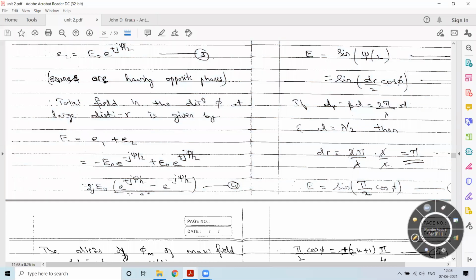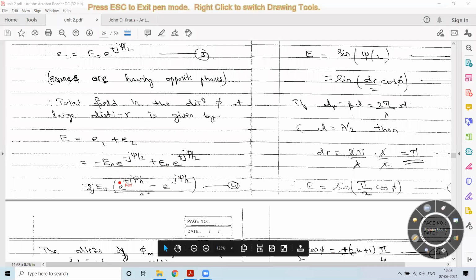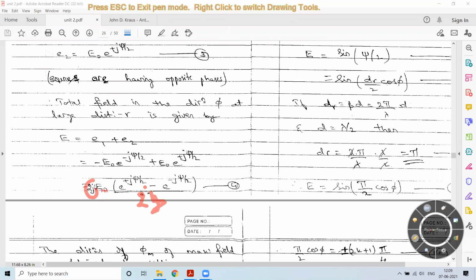So I'll be left with this parameter. Now what I do is I'll represent this in terms of sine. If I have to represent this in terms of sine, if you remember, e raised to jx minus e raised to minus jx divided by 2j gives you the sine x value. So that concept will apply over here. So we have a 2j value over here, so I'll multiply and divide this equation by 2j.